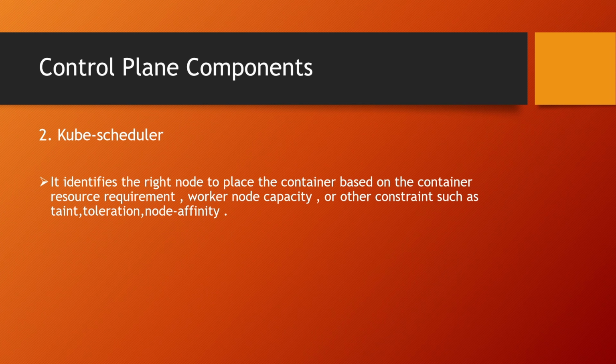Now let's talk about the second component of the control plane, that is Kube Scheduler. What it does: if you want to deploy a new application onto your Kubernetes cluster and you are asking your master control component to deploy that application on the Kubernetes cluster, the scheduler is the main component that will identify the right node to place the container based on the container resource requirement. If your application needs a certain amount of memory and CPU, it will identify which worker node is available to have that much memory and CPU, and it will deploy your application on that worker node in the form of containers.